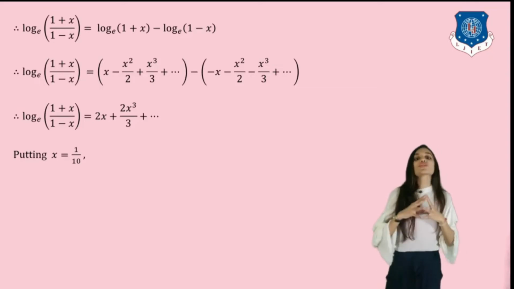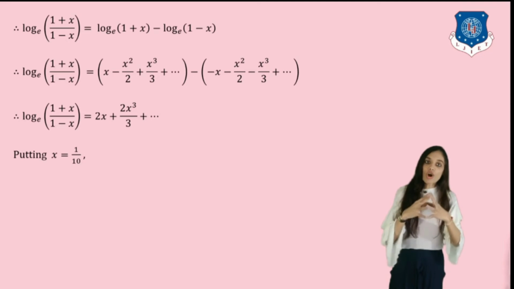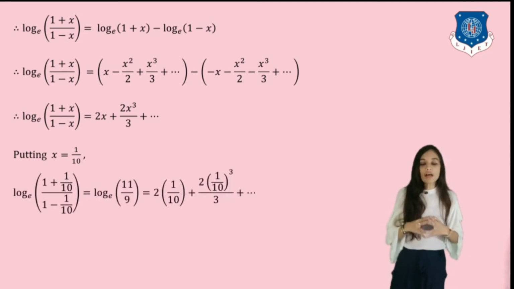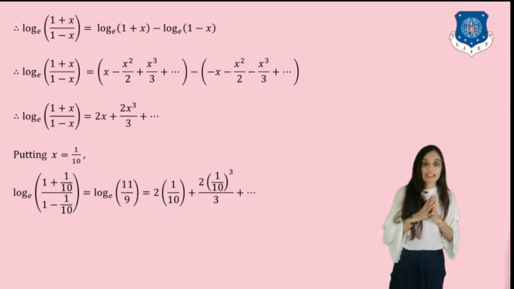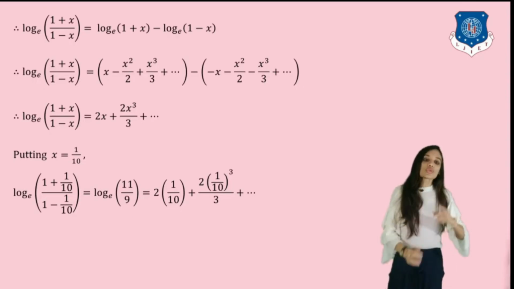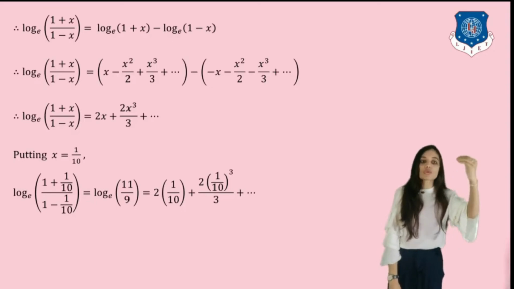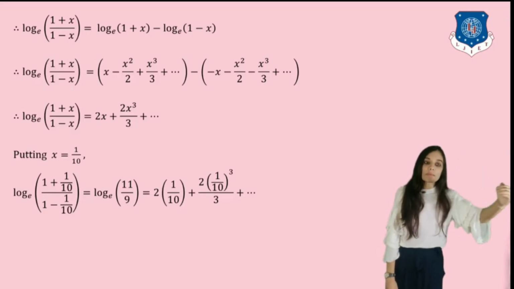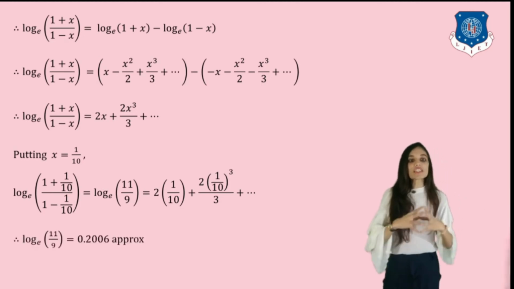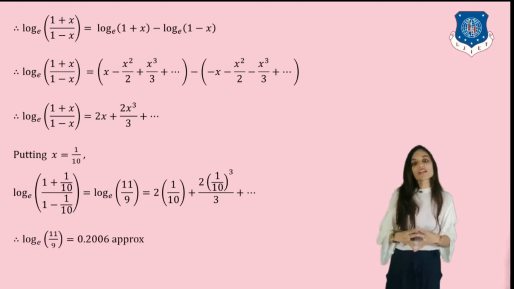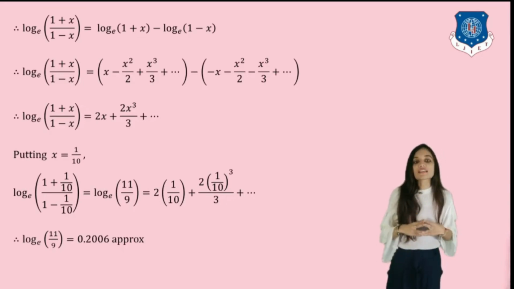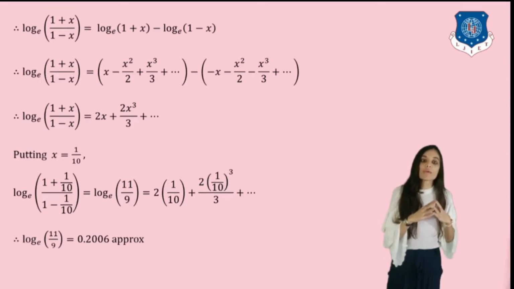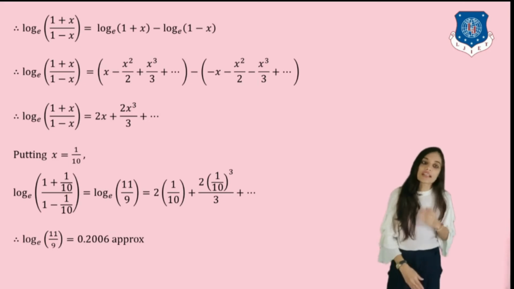So putting x is equal to 1 upon 10, we will get log of (1 plus 1 upon 10) upon (1 minus 1 upon 10), that is equal to log 11 by 9. So that is equal to 2 into 1 upon 10 plus 2 into (1 upon 10) whole cube by 3 plus, and so on. Calculating with the calculator normally, or pressing just ln 11 by 9 in your scientific calculator, you will get the answer as 0.2006 approximately. So this is our answer of log 11 by 9.